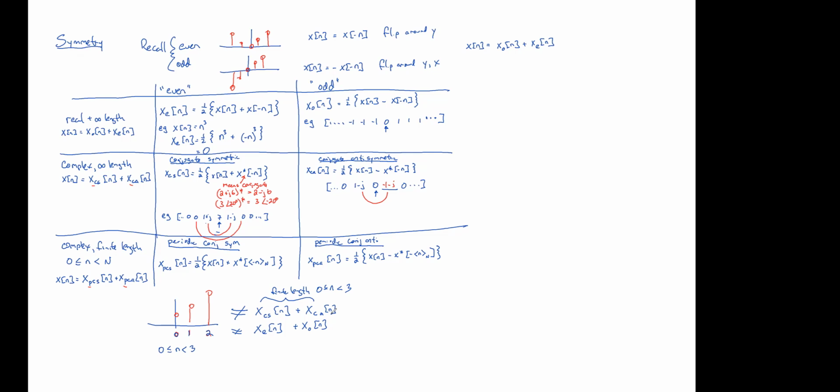Intuitively, what can it be done? Because there's no reflection around the y or x-axis. Yeah, exactly. If you try to reflect it horizontally, you end up not having a finite length signal between 0 and 3. Now, as long as we allow it to be a non-finite length signal, non-positive index, sure, you can break it up into a real part and an odd part, just like we did above.